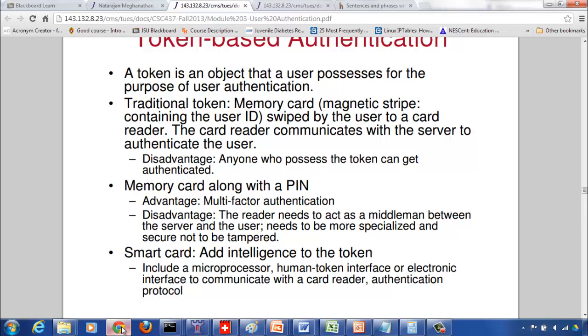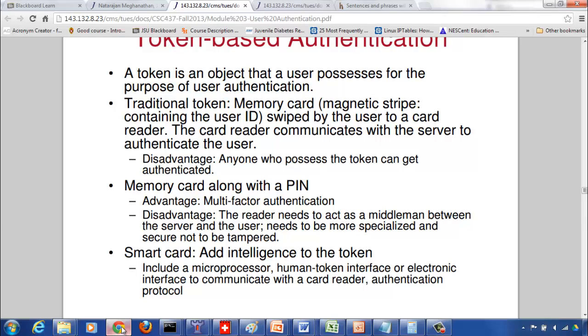Now, a little bit of sophistication is that after you swipe the card, you could be required to enter a PIN number. Again, for each user, you could set a PIN number at the time of registration, and that PIN number is sent by the card reader to the other side, and the server can check whether that PIN number corresponds to that user.